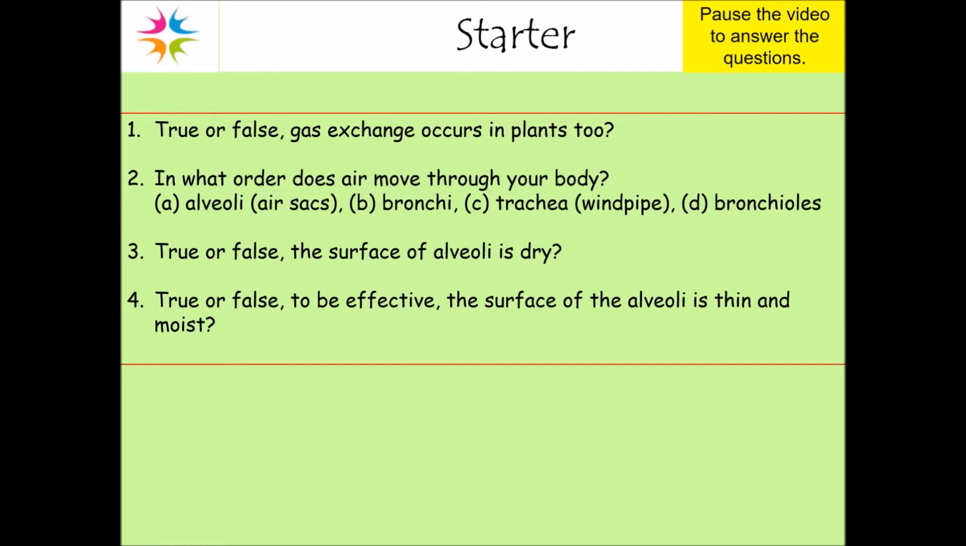Number 1, true or false? Gas exchange occurs in plants too. Number 2, in what order does the air move through your body? Number 3, true or false? The surface of alveoli is dry. Number 4, true or false? To be effective, the surface of the alveoli is thin and moist. Once you're ready, you can carry on with the video to mark your work.